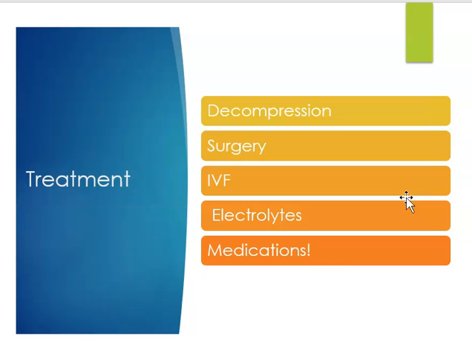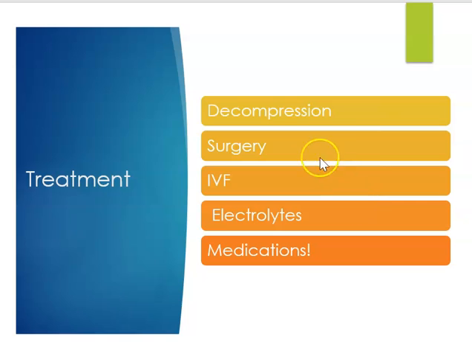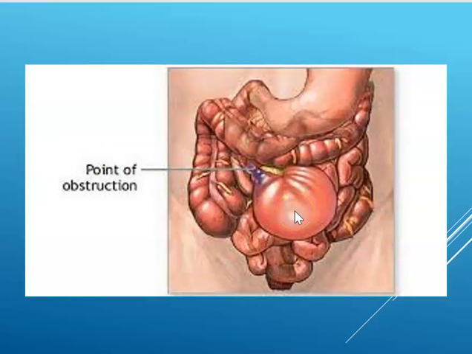So treatment, they're going to have some GI decompression depending on the severity. Hopefully this person got an NG tube in, that's quite severe. So on the lesser severe cases, they might just make them NPO and give them some electrolytes and fluids. So decompression, this person here probably ended up with some surgery.